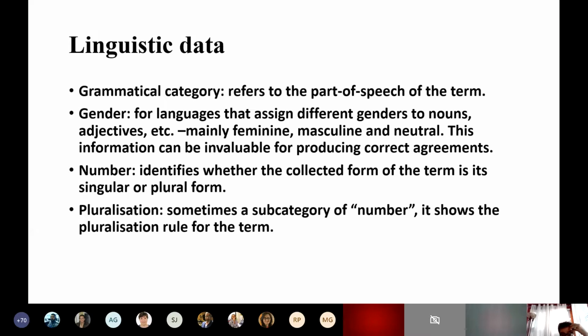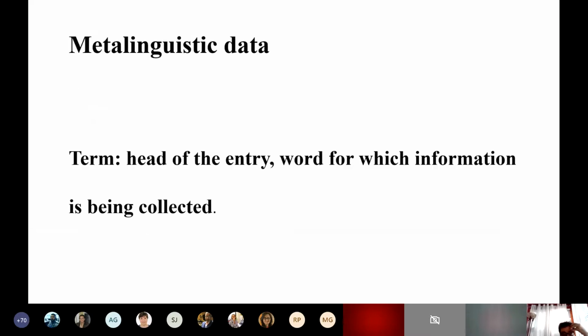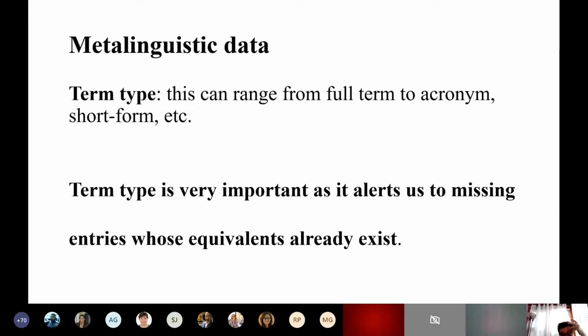These are also important data. Then we can move on to talk about the metalinguistic data. The first is the term itself as head of the entry, and then term type. It can range from full term to acronym, short form. And term type is very important as it alerts us to the missing entries whose equivalents already exist.